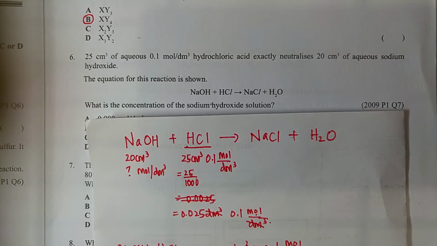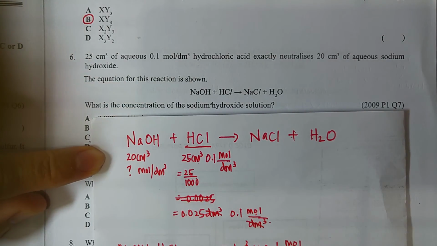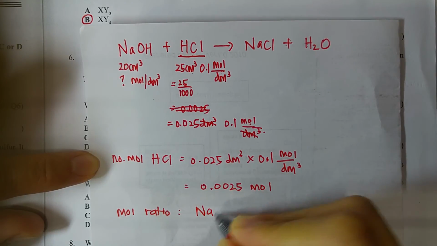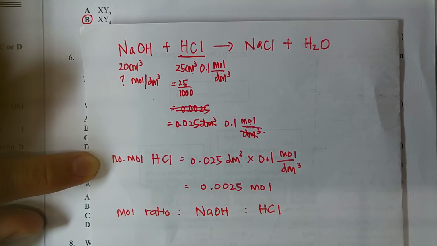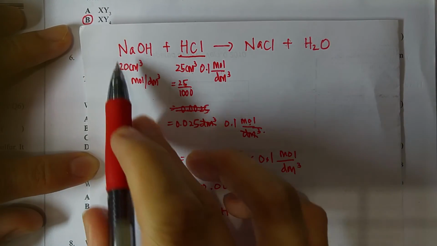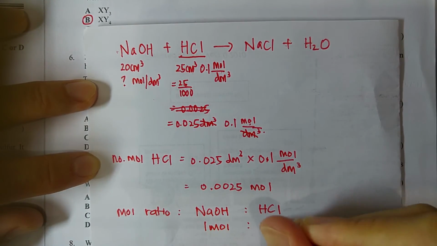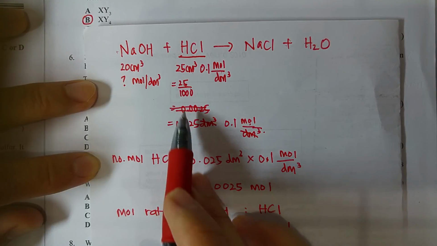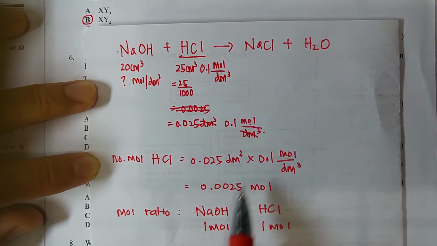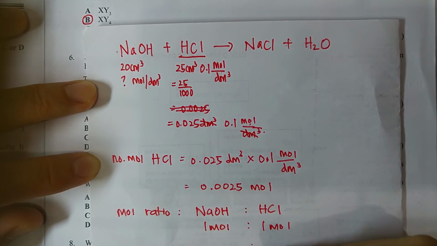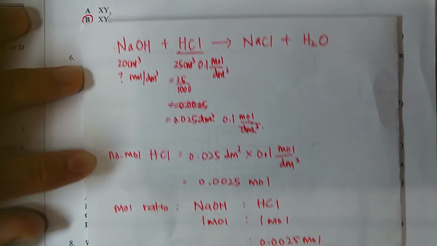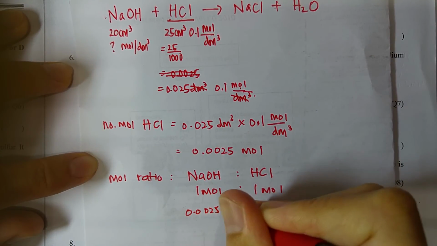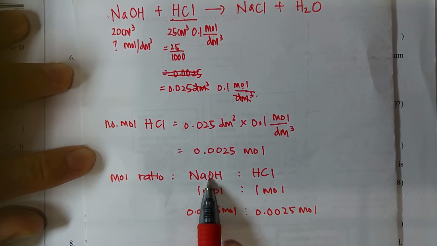Now for this question, you have to look at NaOH and HCl. Same thing, look at the mole ratio. The mole ratio between what? You have to look at the mole ratio between NaOH and HCl. Now again, the first row of the mole ratio must be based on the balanced chemical equation, which is 1 mole, 1 mole. The second row of the mole ratio is based on the information given in the question. We can multiply it together and get the number of mole of HCl, which is 0.0025 mole. Now the ratio is 1 mole to 1 mole, so if you have 0.0025, this one must be 0.0025 mole. So we know 0.0025 mole of sodium hydroxide.